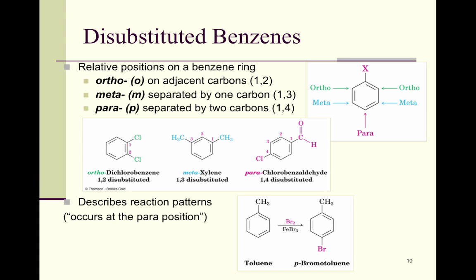We can also use ortho, meta, and para to describe what can happen during a reaction. So we could say this reaction occurs at the para position, and then we'll know that the bromine is going to go para to our original CH3.